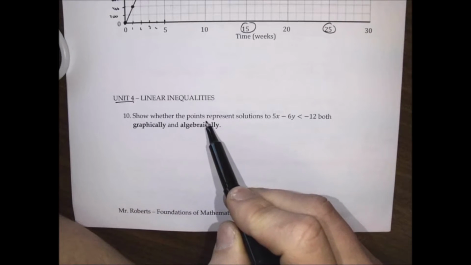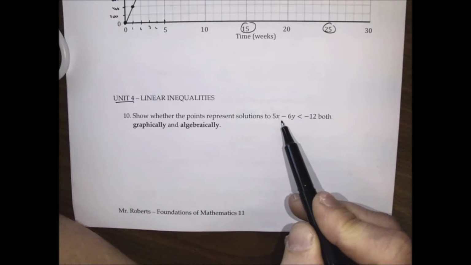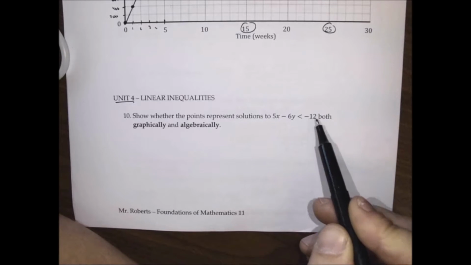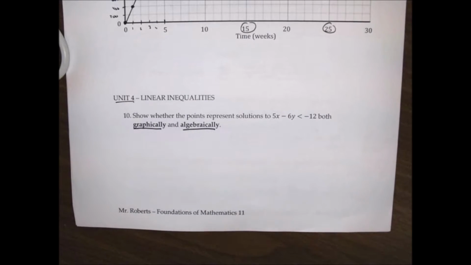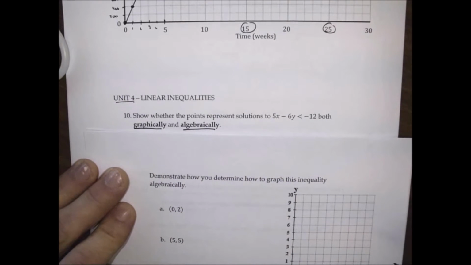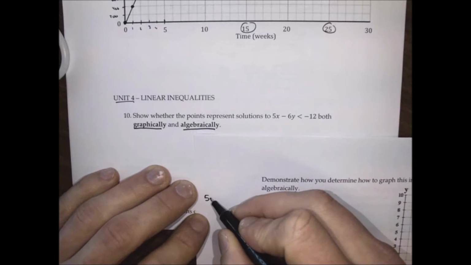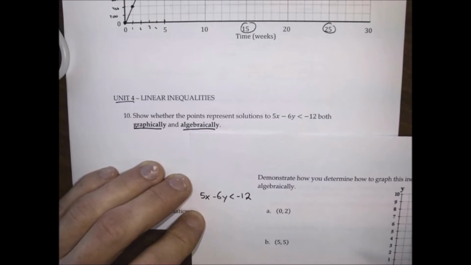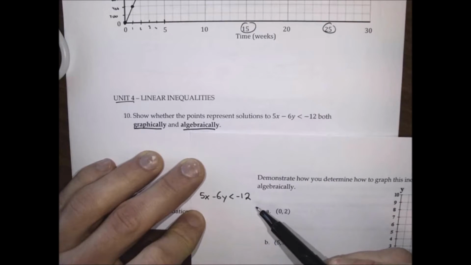show whether the points represent solutions to the inequality 5x take away 6y less than negative 12. And we're asked to do this both with a graph and algebraically. We're also provided a graph with which to do this. So I'm actually going to rewrite this equation out here because I know that if I want to answer if these points are solutions graphically, I'm going to need to graph this inequality.